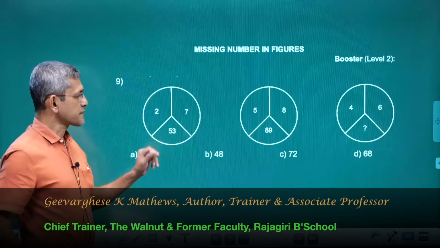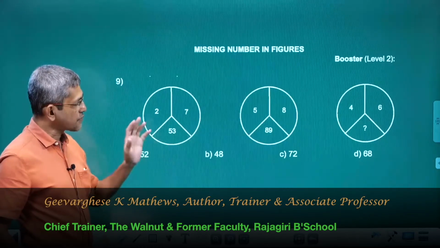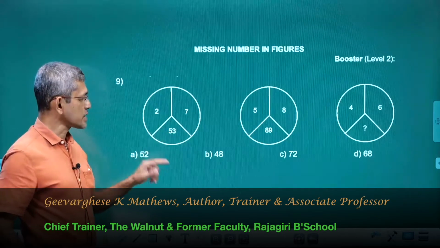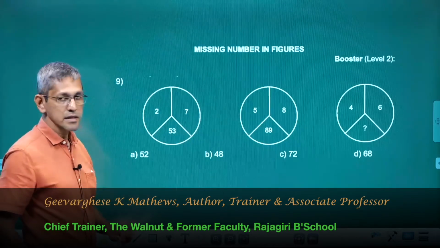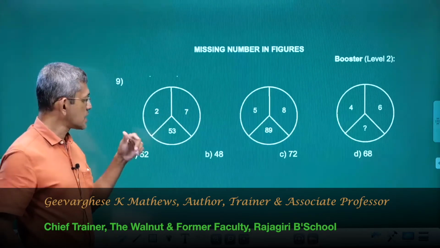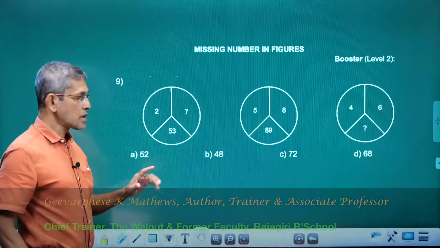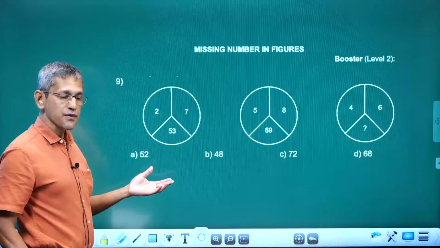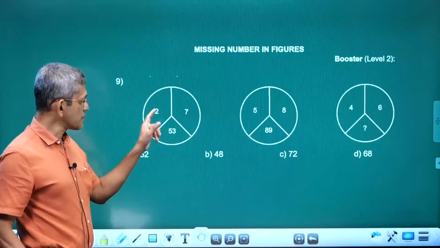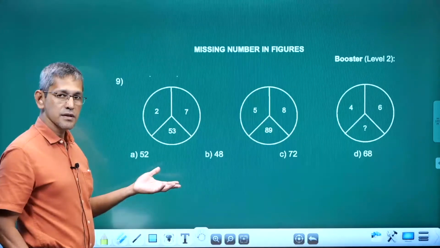2, 7, 53 and 5, 8, 89, 4, 6 and question mark. So what is that? 2, 7, 53, 5, 8, 89 and 4, 6 and what? So 2, 7, different possible operations. 2 into 7. 2 into 7 is what? 14, 14 and 53. Well, actually 14 into 4, that is 56.